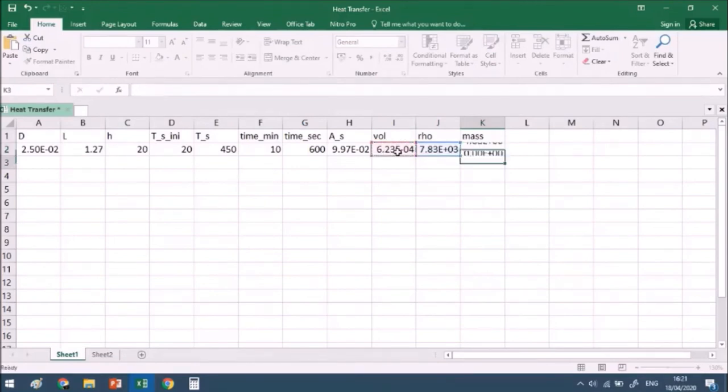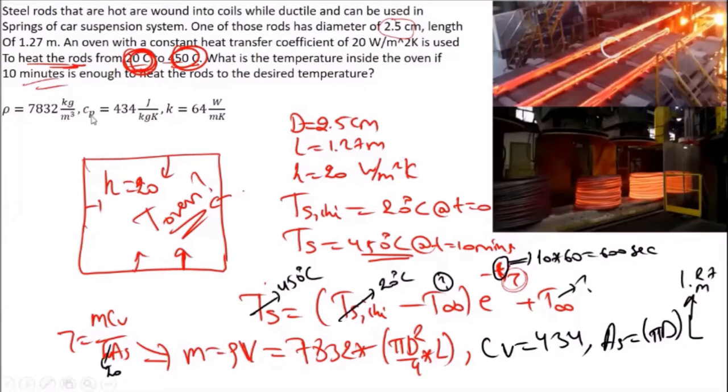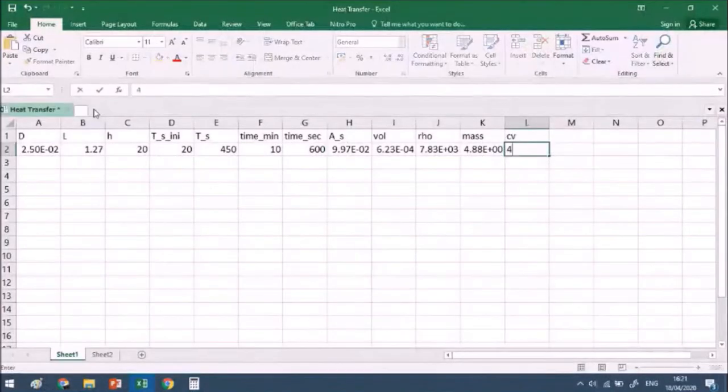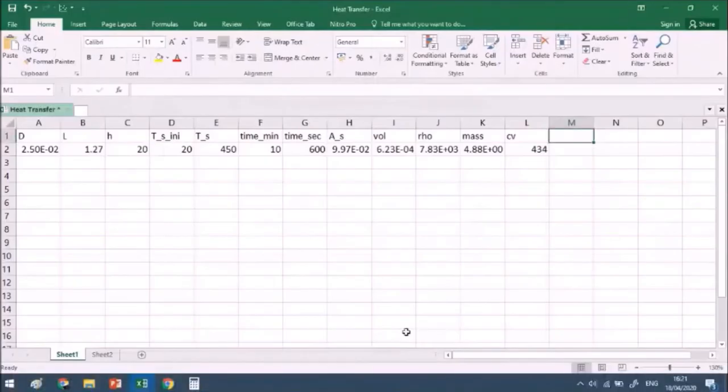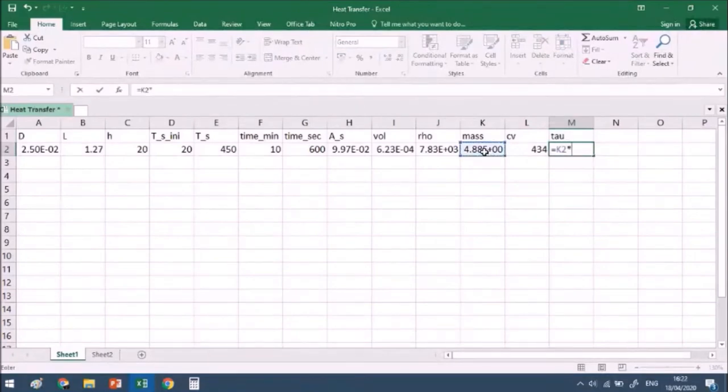This is the mass, and I should add the CV here. The CV value is given in the question. CP is the same as CV. These are incompressible substances, therefore they have the same value for C. Here it is 434. Okay, so I can calculate now tau. Tau will be mass into CV divided by H value into AS.